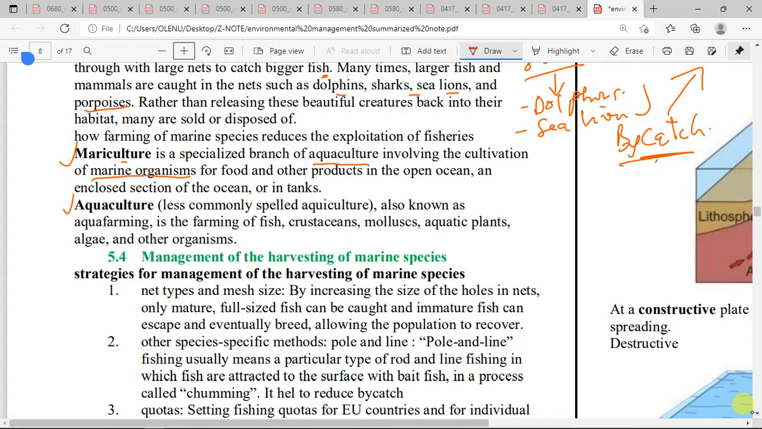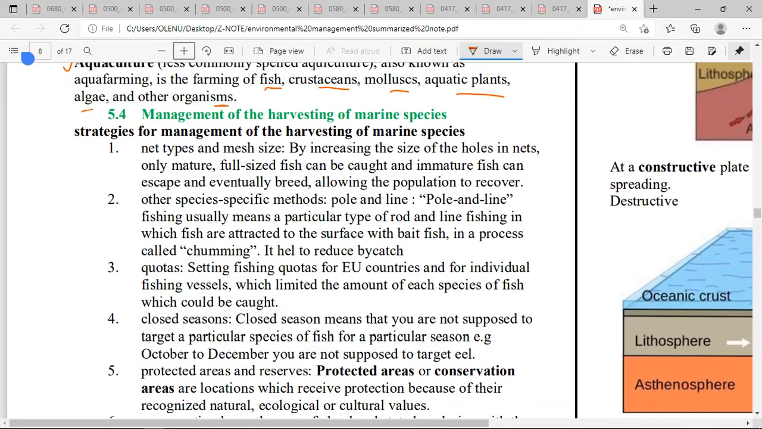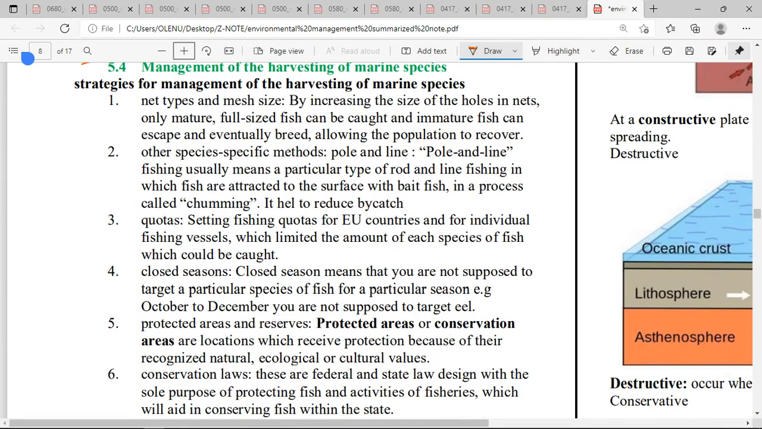Aquaculture, also known as aqua farming, is farming of fish, crustaceans, mollusks, aquatic plants, algae, and other organisms that are needed for consumption and the rest. Now, all those will also reduce the impact of overfishing.